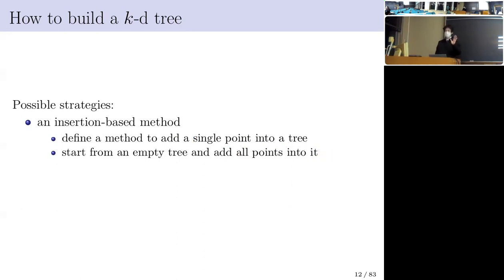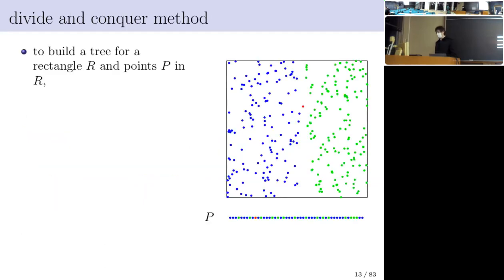But here, let's consider the situation where you are given the entire set of points from the beginning, and how to do it more efficiently. Like I said in the beginning, a divide and conquer method, or divide and conquer thinking, helps you come up with a very natural and efficient algorithm. So this is how you do it in a divide and conquer strategy.